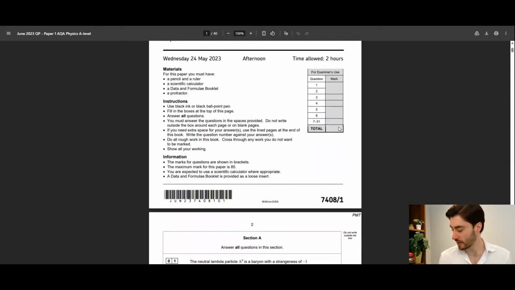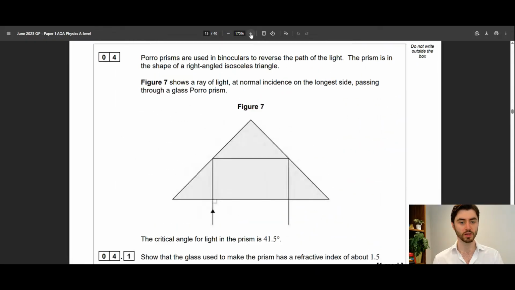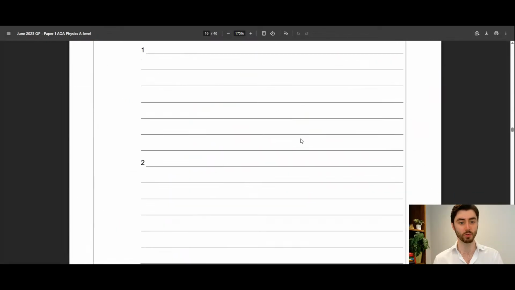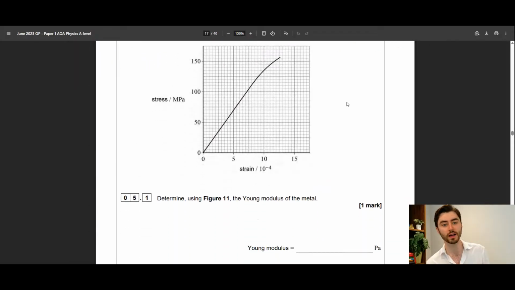All right, so this is AQA 2023. You say it's question 5. Let's have a look. I don't like the sort of physics live solves because I find them boring, but individual questions, then we can talk. So let's go through this question.